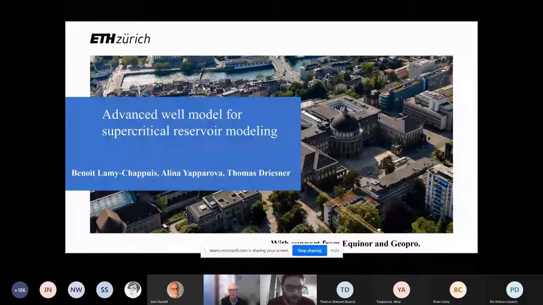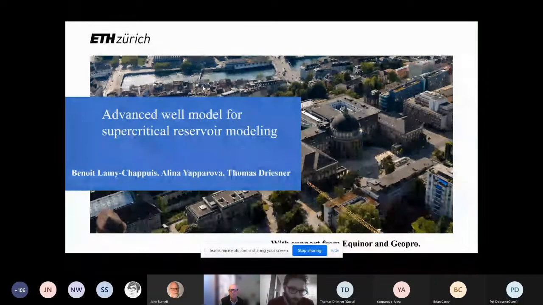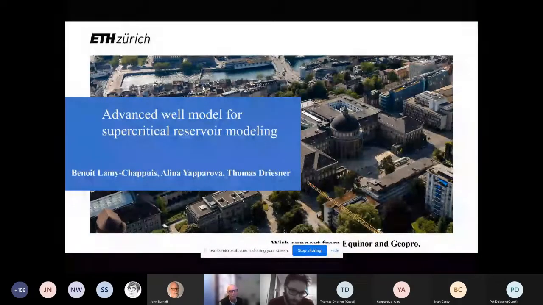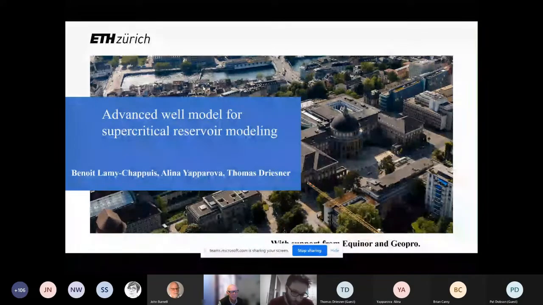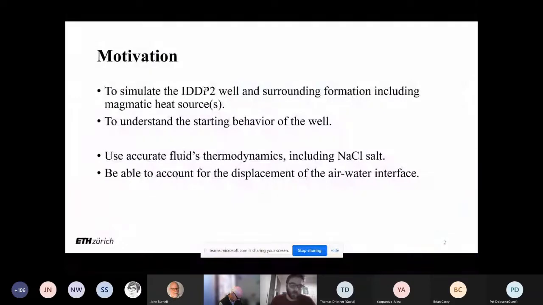Okay, thank you. So I'm Benoit Lamy Chappuis, and for the last 2 years or so, I've been developing a well model for the purpose of modeling the production of supercritical resources. The main motivation initially was to try to simulate the IDDP2 well and the surrounding formation, including the magmatic heat source. And I'm going to restrict this presentation a little bit to this particular question.